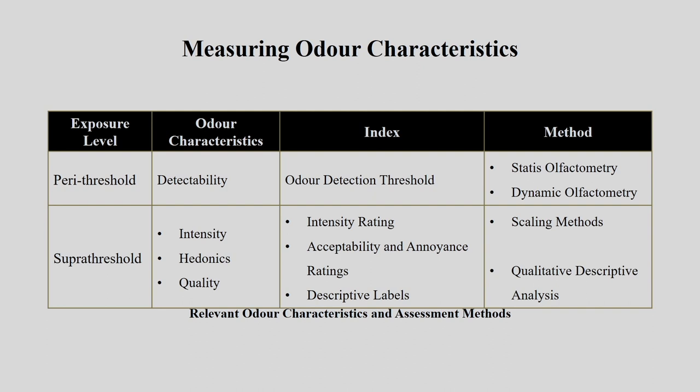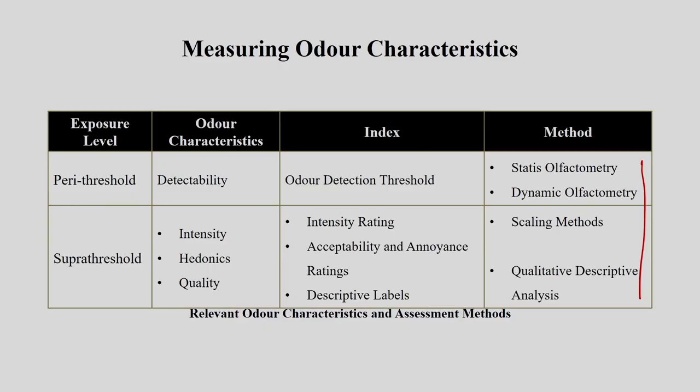So, these three things you can characterize, along with intensity rating, acceptability and annoyance rating, because you have a scale, you see what the acceptability is and what the annoyance is, and the descriptive level. The kind of method we use for that is scaling, as I mentioned, and qualitative descriptive analysis. So, you just ask people about this. So, these are the methods or tools you can use for the peri-threshold and supra-threshold.